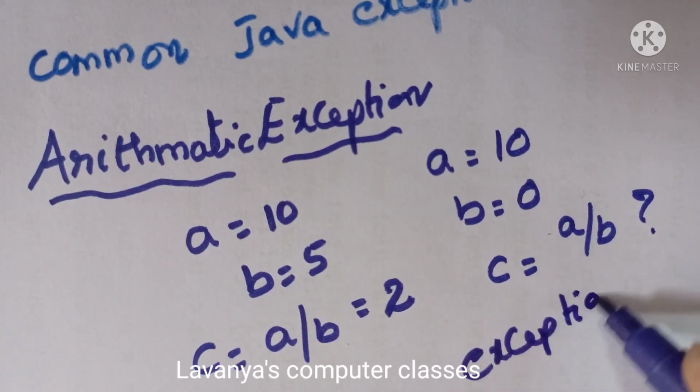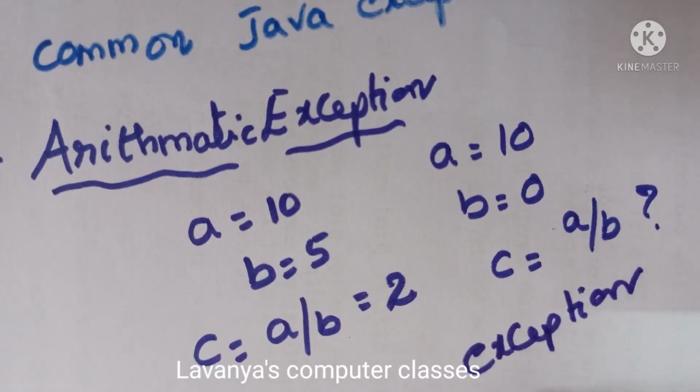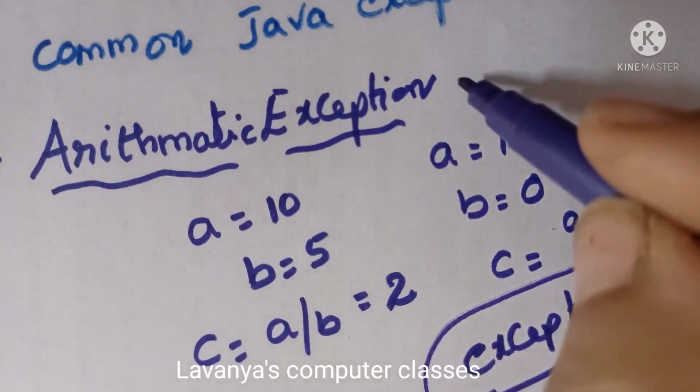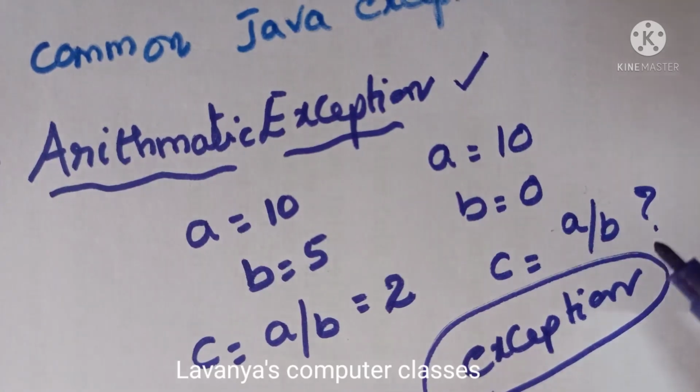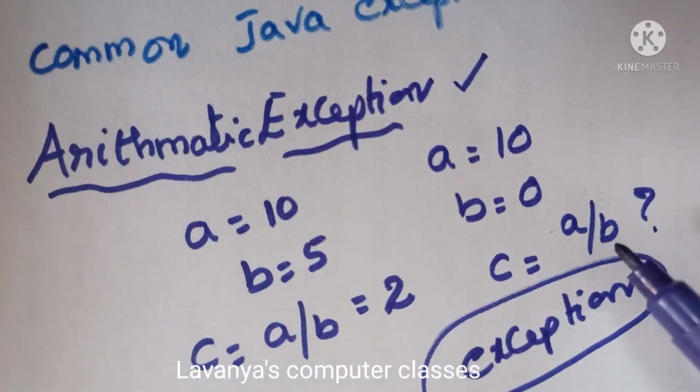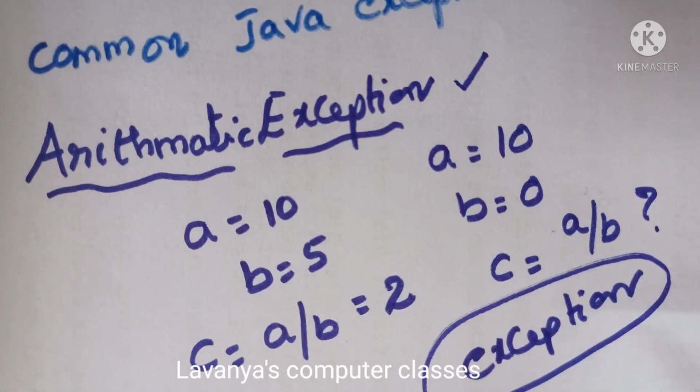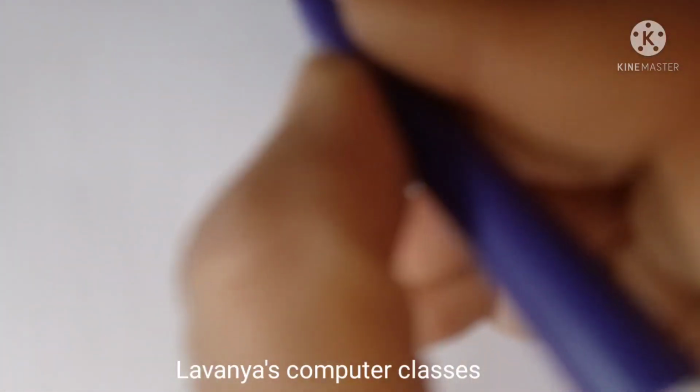But within exceptions there are many types of exceptions. This exception comes under arithmetic exception because you are doing an arithmetic operation. Division is an arithmetic operation. Because of this arithmetic operation, we are getting an exception. That's why it is called arithmetic exception. Through Java, I will explain arithmetic exception.